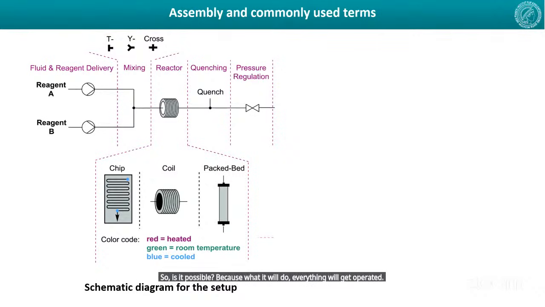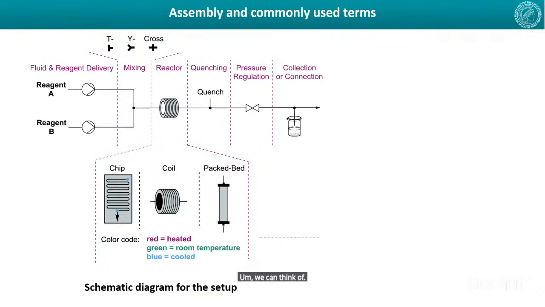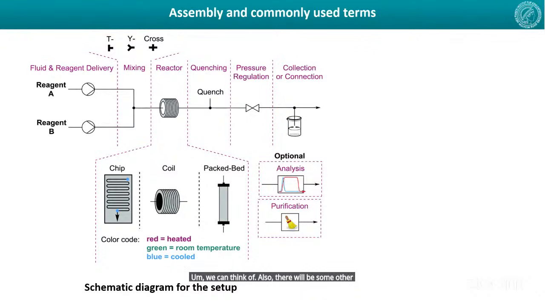But if we use some kind of pressure regulator and pressurize the system, the vapors of the DCM will be in condensed form and will remain in the liquid form. So this is one of the beautiful functions of the flow process we can think of. Also, there will be some other optional things, which is inline analysis.